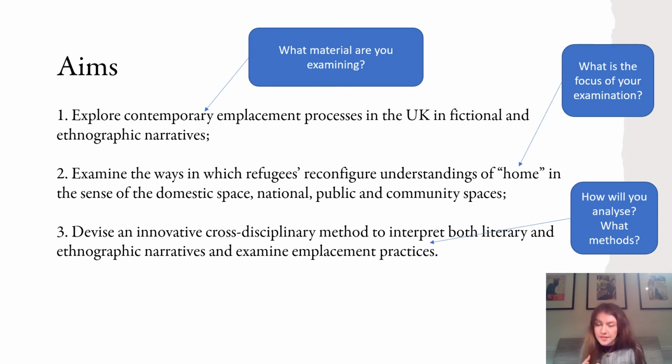So next is aims. I'm laying this out in the structure that I had in my actual application to the DTP. I'm not going to read over mine because that'd be too specific to my project, but just to give you some idea, you need to think about what material you are examining. This could be so many different things because it depends on your subject, and within a subject there are so many different materials you could analyse, but you need to make this clear quite early on, and it's nice to put that in your aims. So here I've said explore contemporary displacement processes in the UK in fictional and ethnographic narratives.